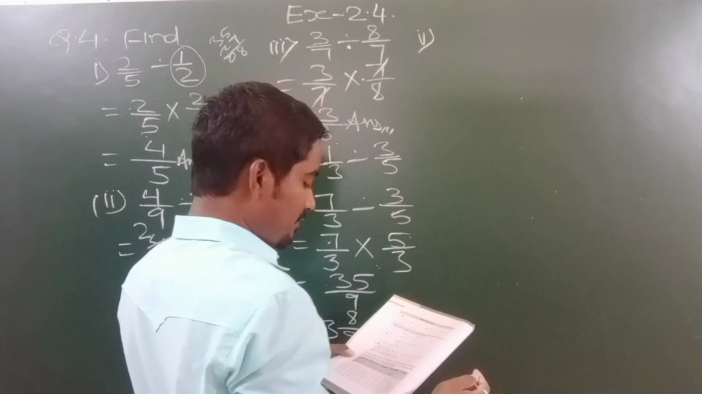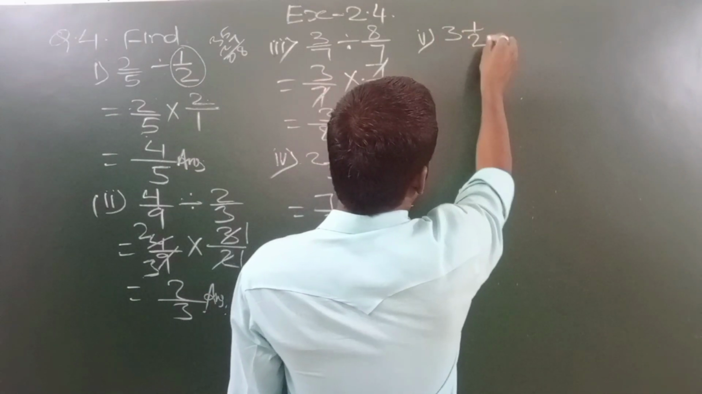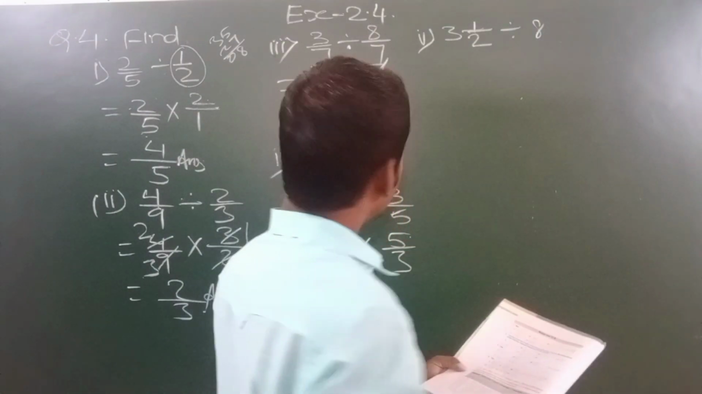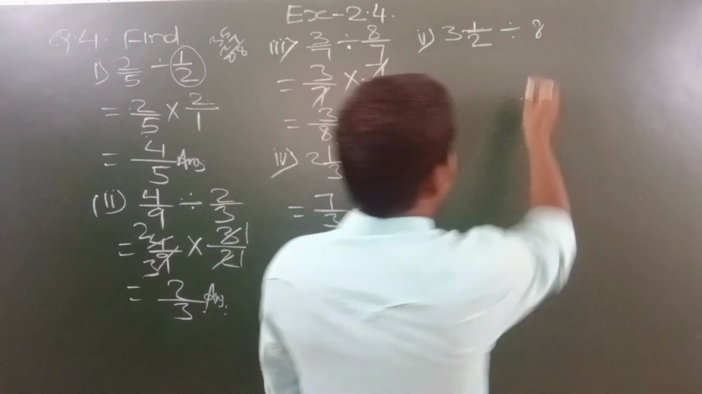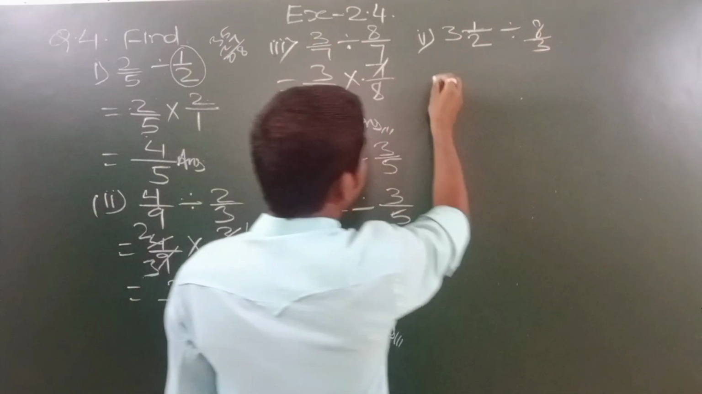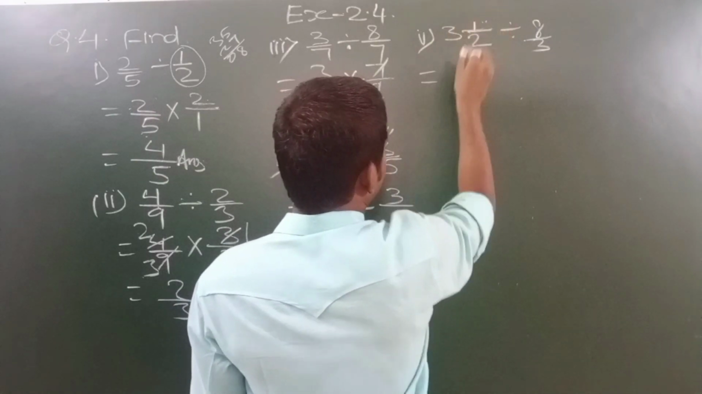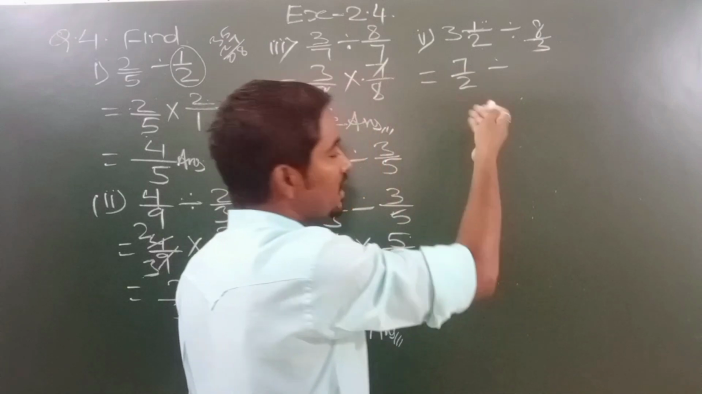In segment number 5 we have 3 and 1 upon 2 divided by 8 upon 3. Okay, now again the same procedure, students. First we will convert this. So 3 2s are 6 plus 1 is 7 upon 2 divided by, or here only you can replace.